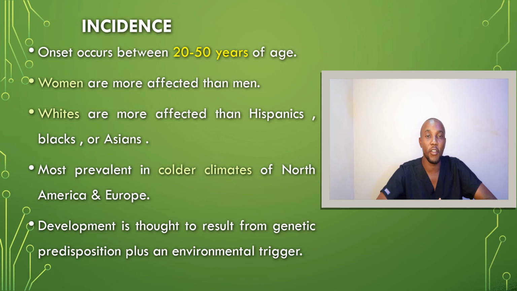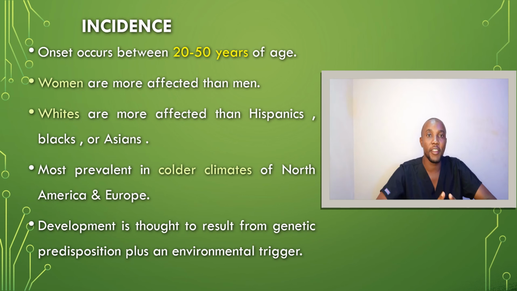Incidence of multiple sclerosis. Its onset occurs between 20 to 50 years of age. The second point I would like you to know is that women are more affected than men. Another point to note is that it mostly affects whites more than Hispanics, blacks, or Asians. It is also prevalent in colder climates of North America and Europe. Another important point is that its development is thought to result from genetic predisposition plus an environmental trigger.